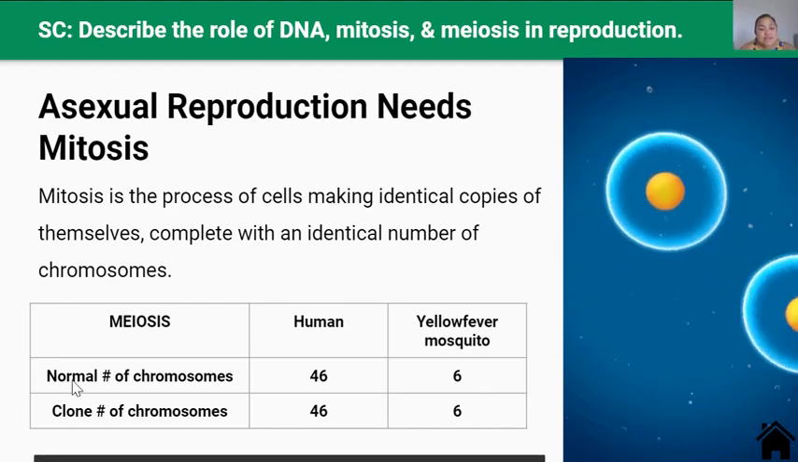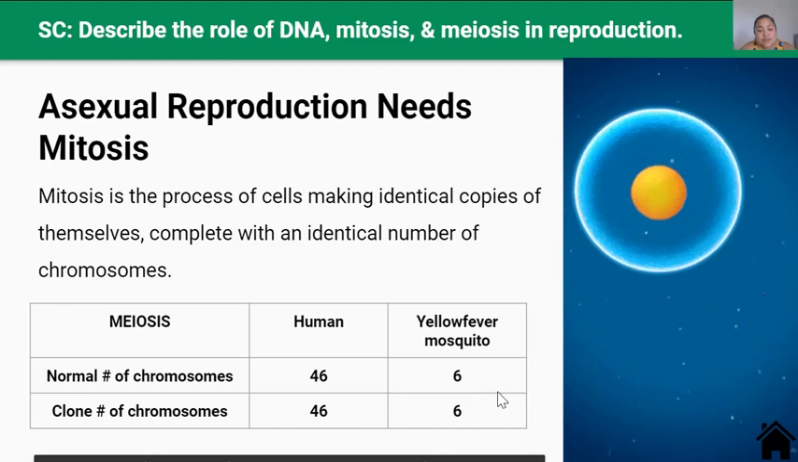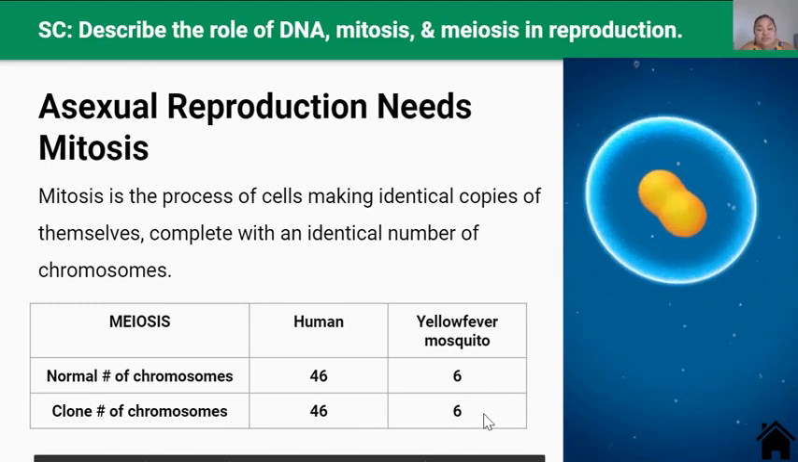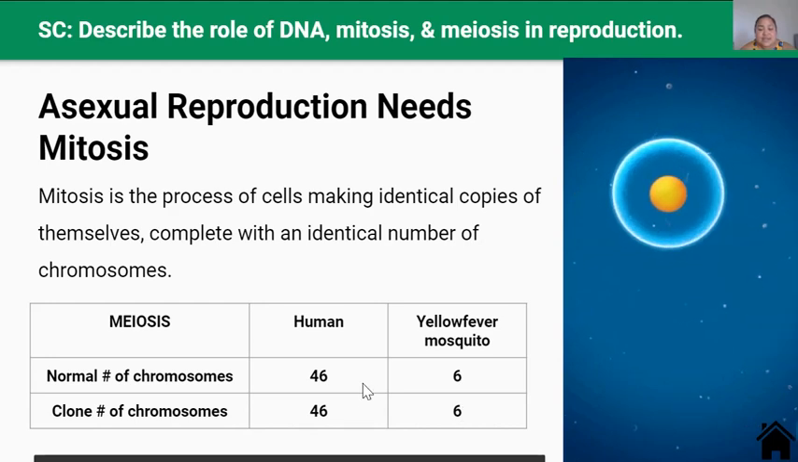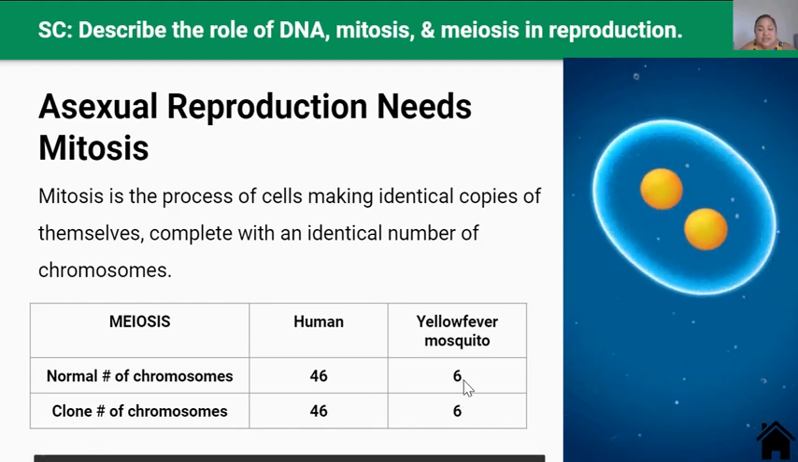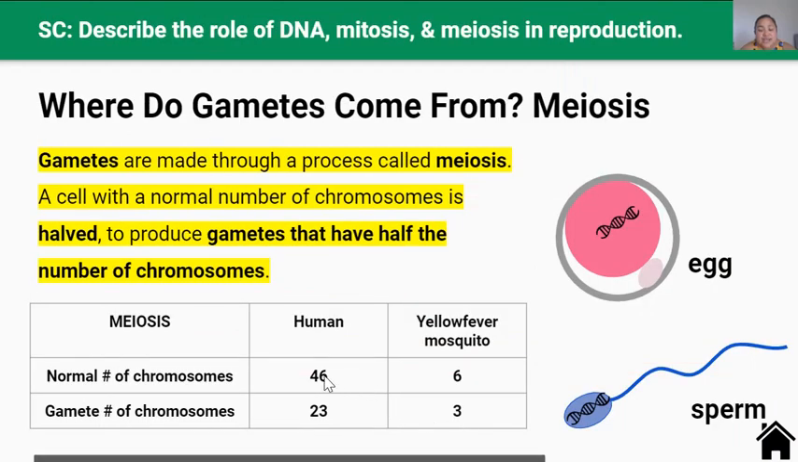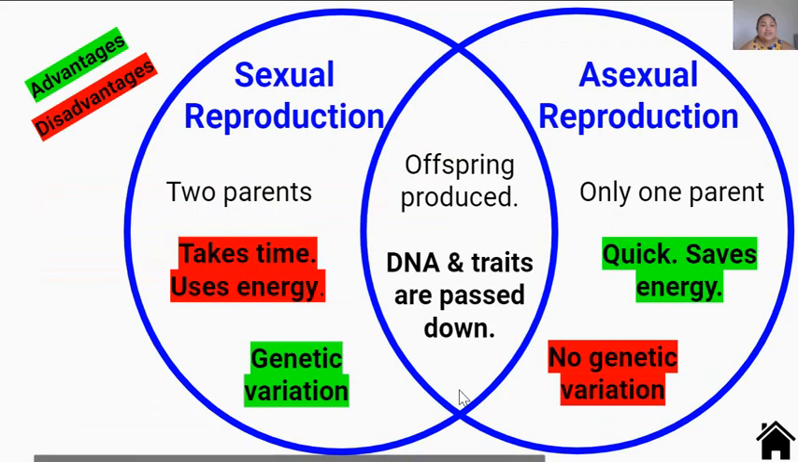So you can see here, there's a normal number of chromosomes, but instead of halving, you can see that the clone has the same number of chromosomes. 46, 46, 6, and 6. Compare that with the one before, where it's 46 and you halve it to 23, and 6 and you halve it to 3. So now you're probably wondering, what's the point of having 2 different types of reproduction?